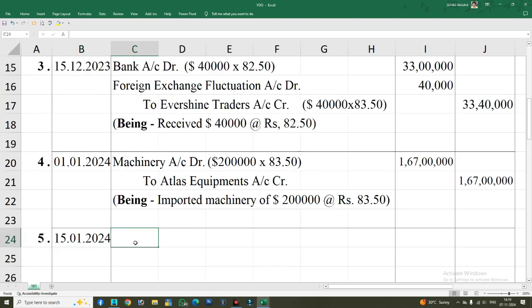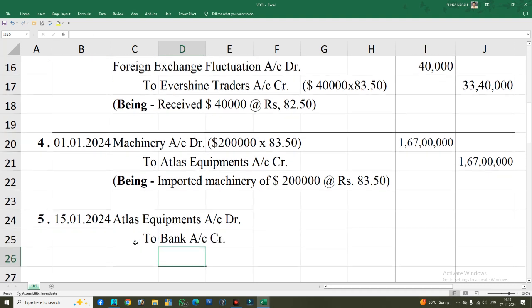This is payment. So party account debit, party Atlas Equipments account debit, bank account credit, and already we have decided there is profit, foreign exchange fluctuation account credit.